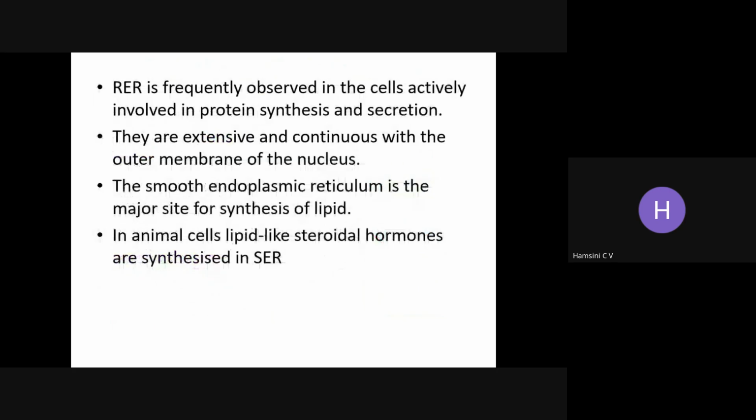So, RER is frequently observed in the cell actively involved in protein synthesis and secretion. So, we know the functions. We have read all these. RER, what is the function of RER? It helps in protein synthesis. So wherever there is more requirement of protein, there the RER will be more in number. Could you tell me any example where RER is more?